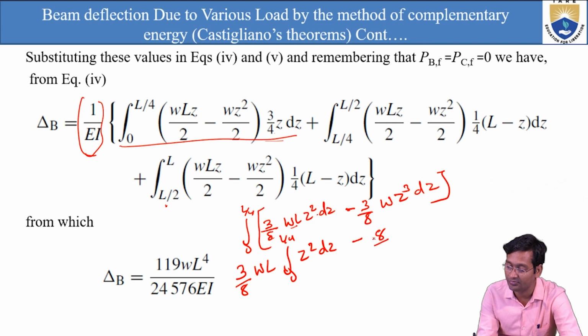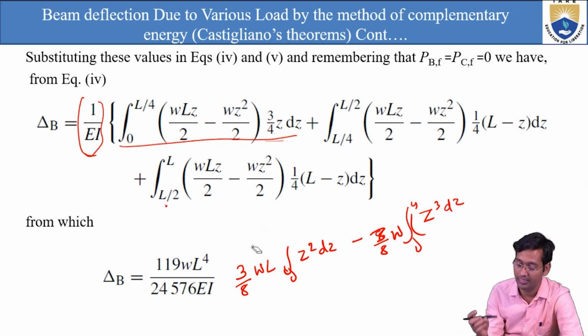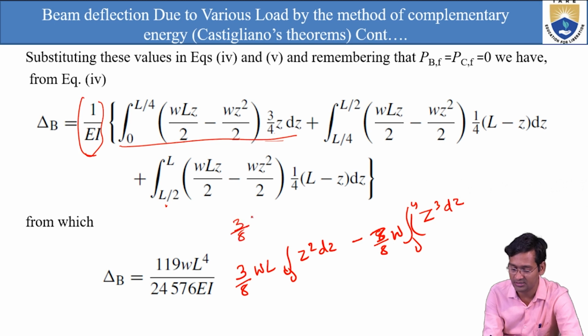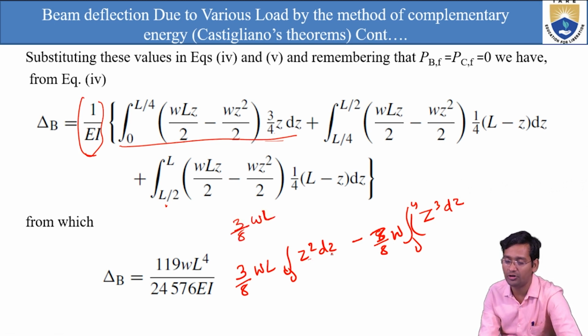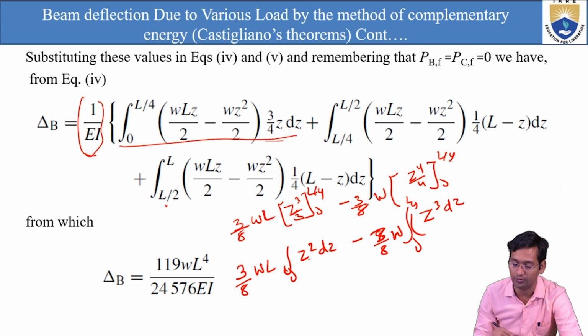minus, similarly, 3 by 8 W is common, here Z cube dz, integral from 0 to L by 4. Now here we have to integrate, so what will we get? 3 by 8 WL as it is. Integration of Z square dz is Z cube by 3, limit 0 to L by 4. Then minus 3 by 8 W, integration of Z cube is Z power 4 by 4, limit 0 to L by 4.